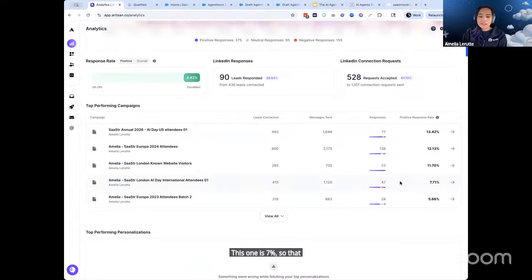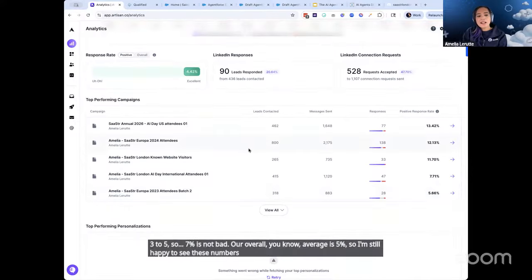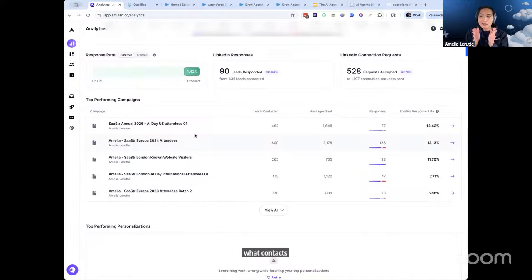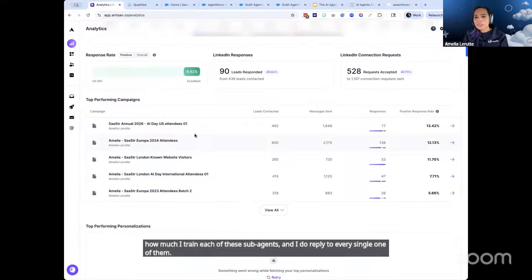I don't think 7% is bad. I think average for outbound is like 3 to 5. So 7% is not bad. Our overall average is 5%. So I'm still happy to see these numbers. But again, I'm very intentional in what contacts I put into these campaigns, how much I train each of these sub agents. And I do reply to every single one of them to keep it top performing.